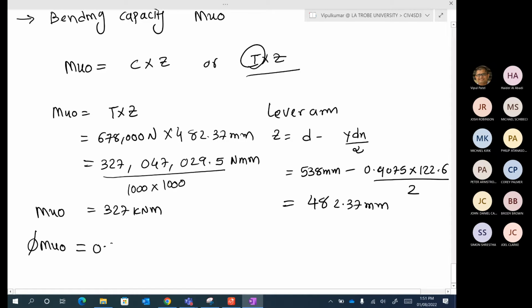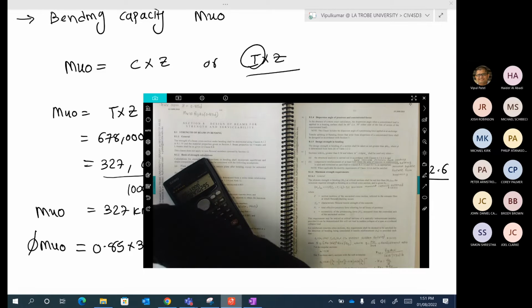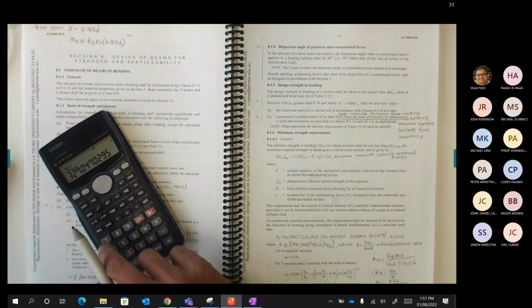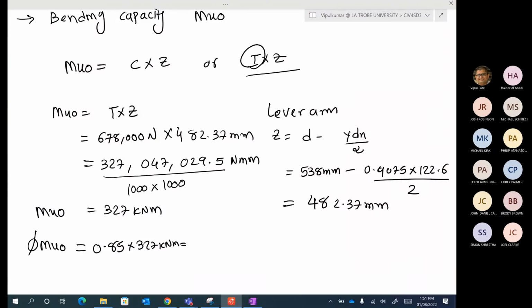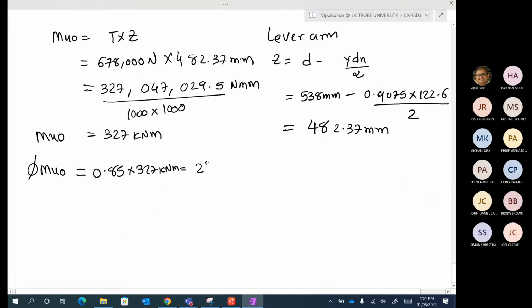0.85, by the way, times 327 kilonewton meters. 15%, not bad. 327 times 0.85, you get 278. You get 278 kilonewton meters.